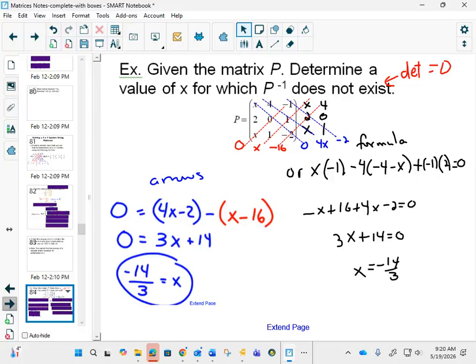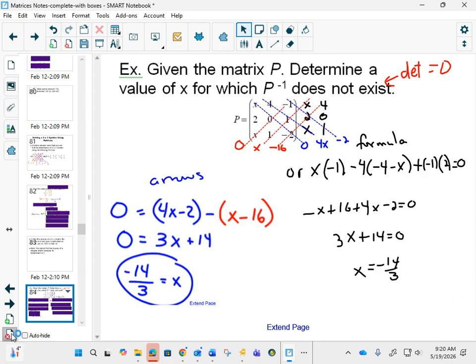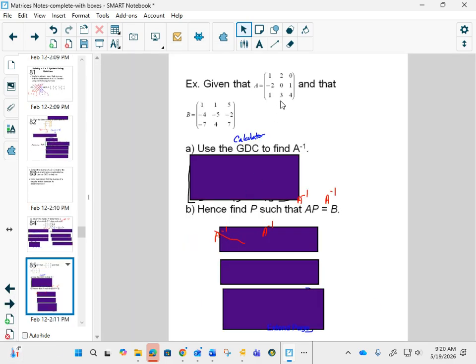Okay, so you're going to take out your calculators. I'm going to open mine up here as well. And I'm going to get you to put A and B into your calculators.